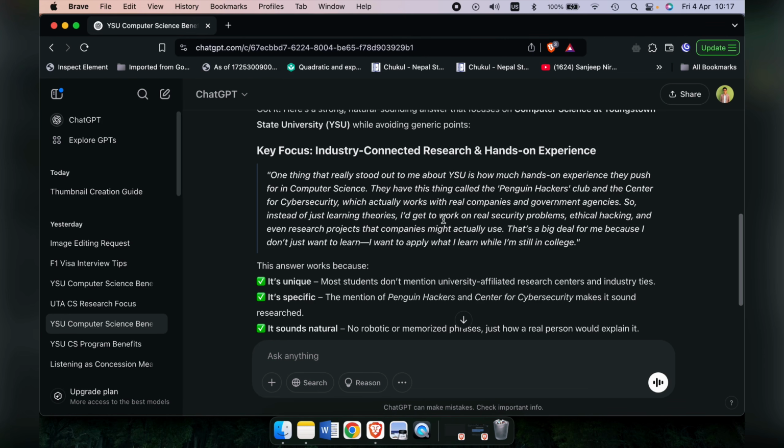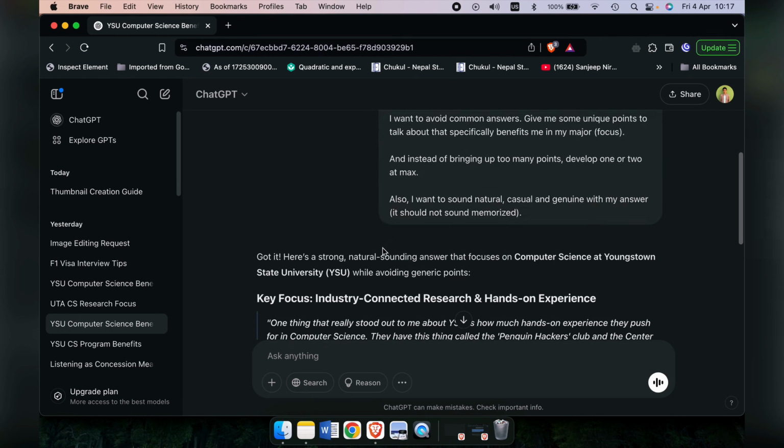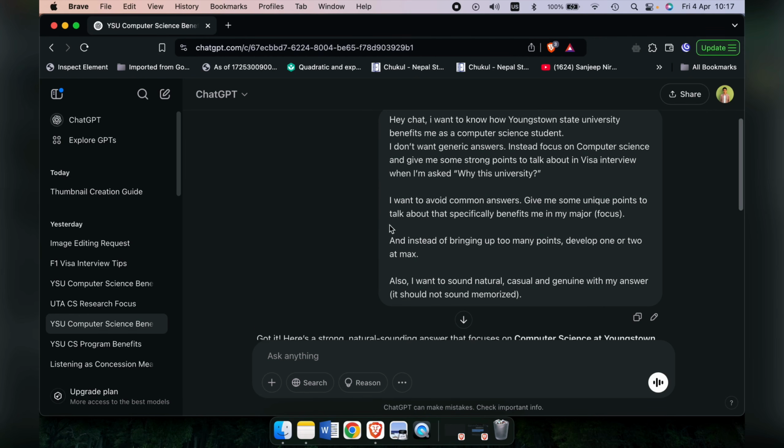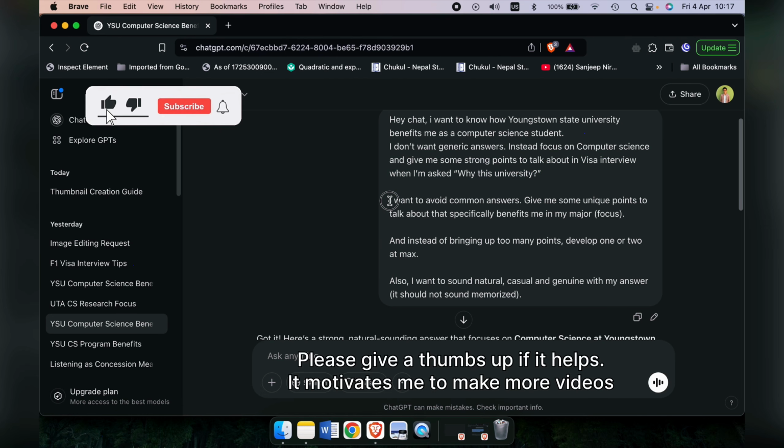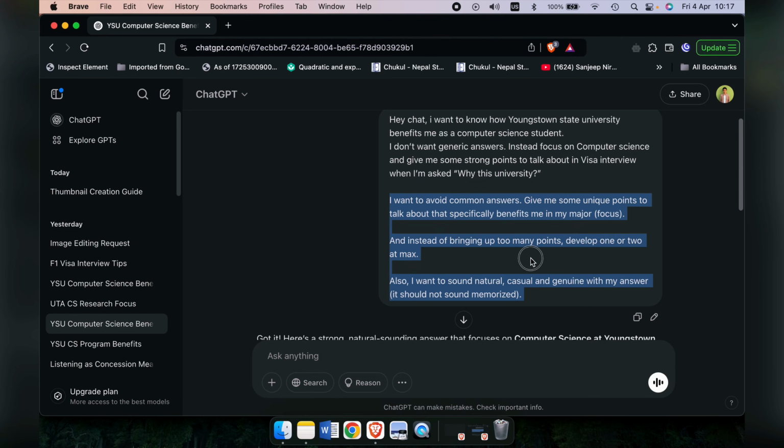And of course, this answer can be made even better if you work more on it, but this is a great place to start. And remember the key instructions that I've given to ChatGPT, that is giving it context, that I'm a computer science student and I want to talk about this in visa interview and I'm asked why this university. And pretty much same further instructions can be given for most of the questions. And yeah, I will also put this prompt in the description below, so no need to worry.